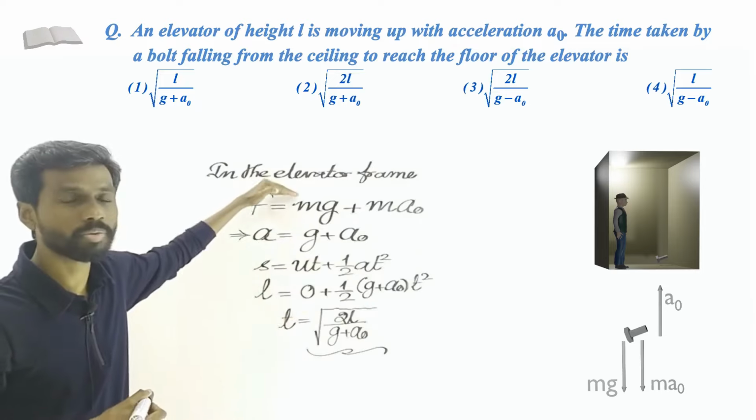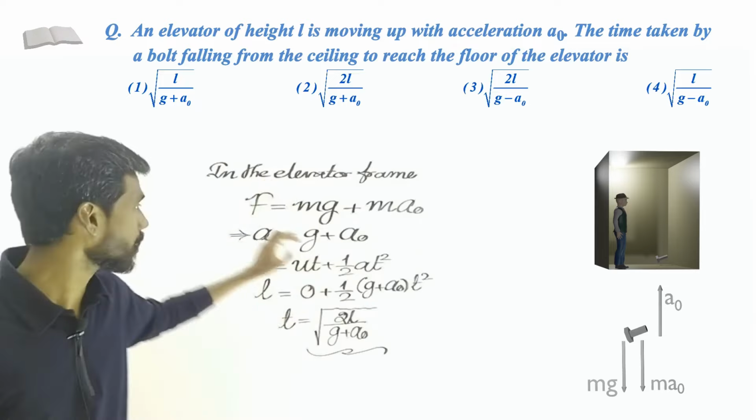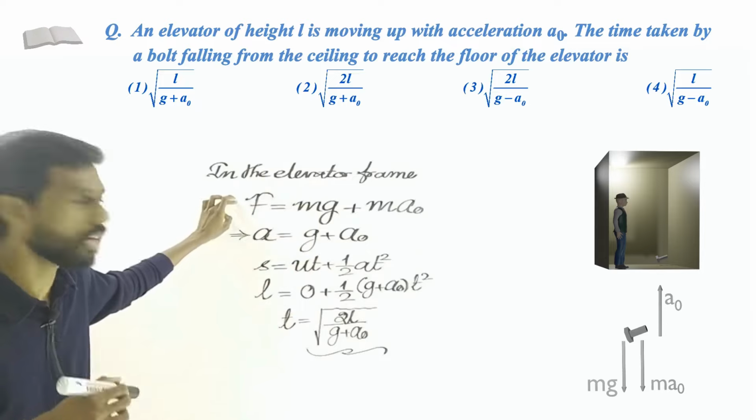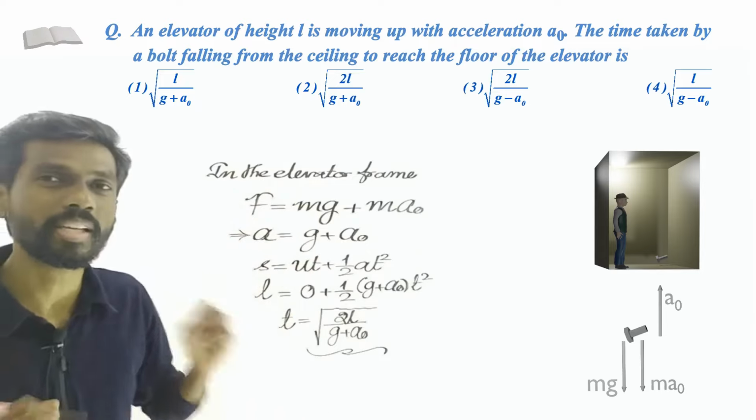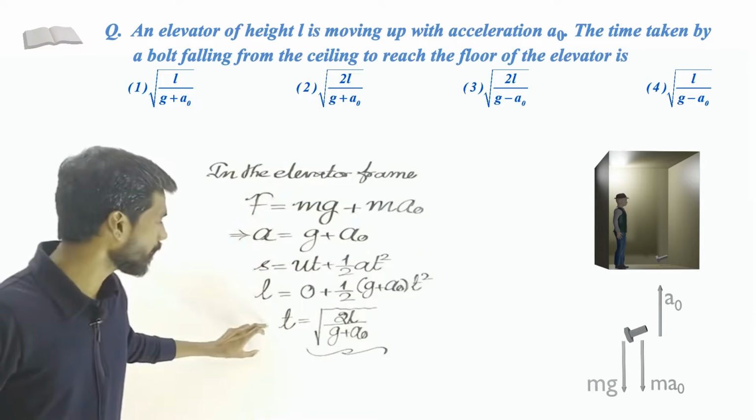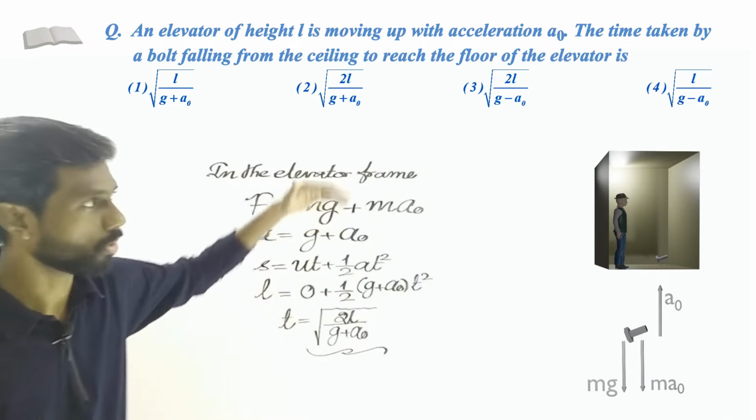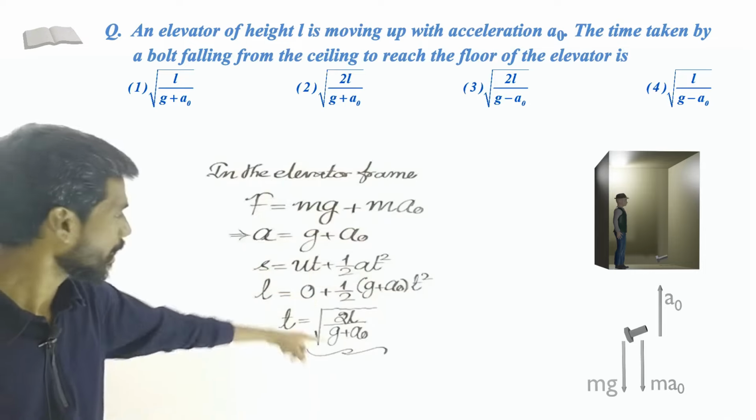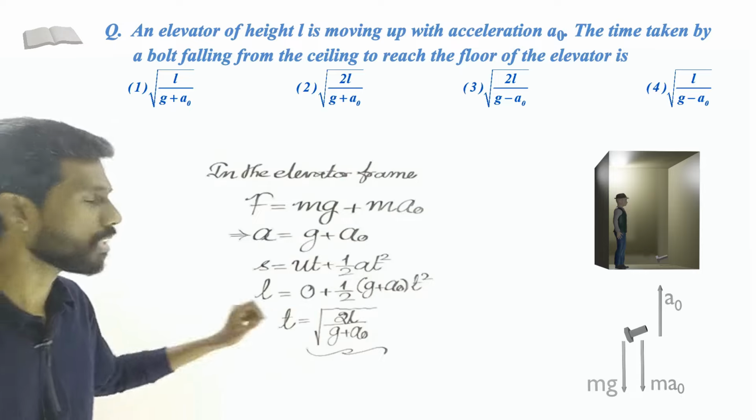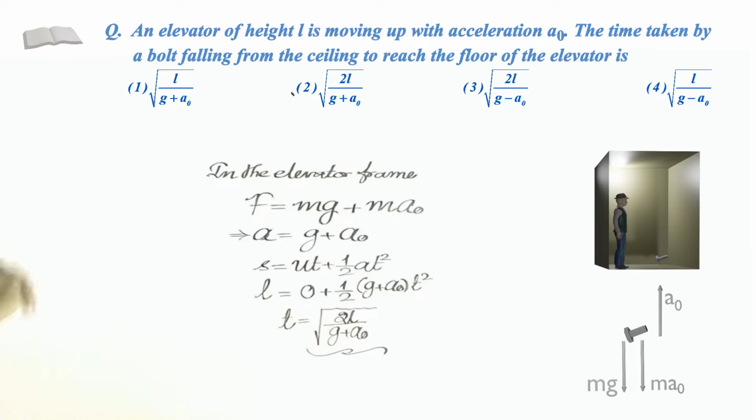But now we've got it from the pseudo force. We can directly write the relative acceleration also without using any pseudo force idea. But it's the same idea, right? Essentially. So the time taken by the bolt to reach that floor is the square root of 2L by g plus a0. So that is the answer.